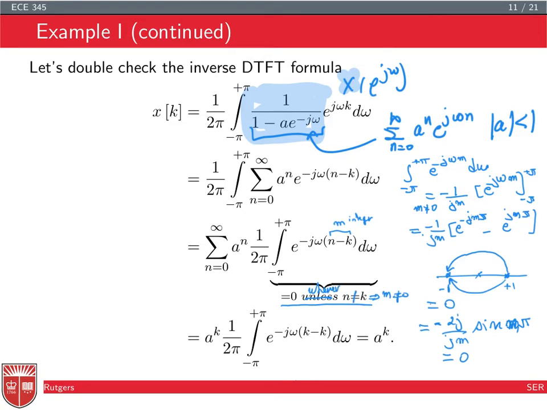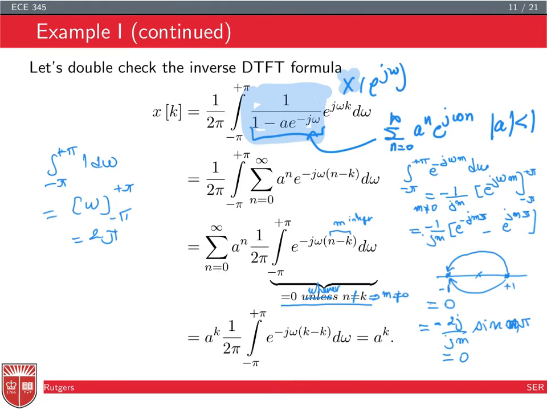Now for n equal to k, the integral is easy. It is the integral from minus pi to plus pi of 1 d omega. So this would be omega evaluated from minus pi to plus pi, and this would be equal to 2 pi, right? And this is what I have here. So all the terms in the summation are going to be equal to 0 except when n is equal to k.